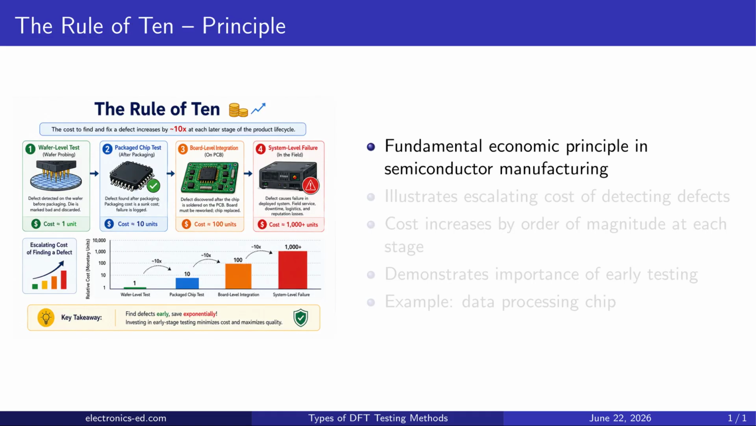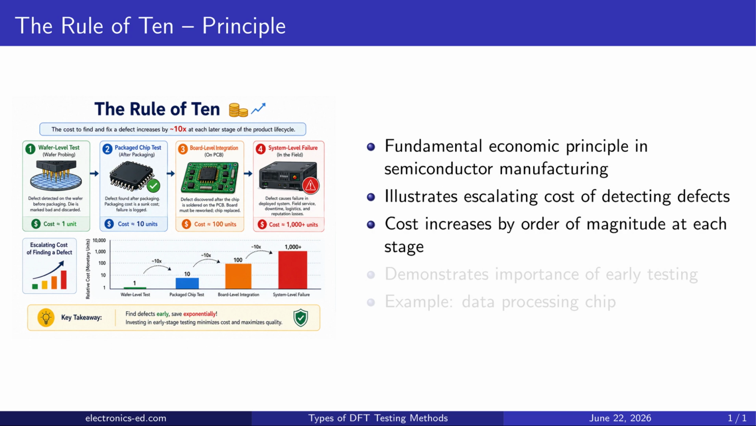The rule of 10 is a fundamental economic principle in semiconductor manufacturing. It illustrates how the cost of detecting defects escalates as we move through the production process. The cost increases by roughly an order of magnitude at each stage. This demonstrates the critical importance of testing as early as possible.